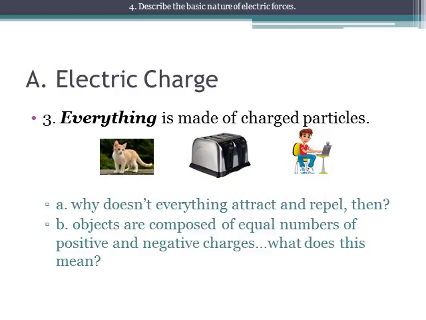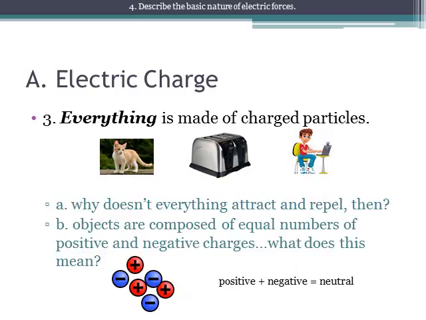I want you to pause the video and think about that for a second and ask yourself, what does that mean if these objects are containing the same number of positives as negatives? So you thought about this for a second, and here's a little diagram for you to consider. Notice here I have 3 positive charges and 3 negative charges, so there's the same number of each. Well, if that happens, then what that means is that the charges cancel. In other words, if I have positive plus negative, that's going to equal a neutral charge.